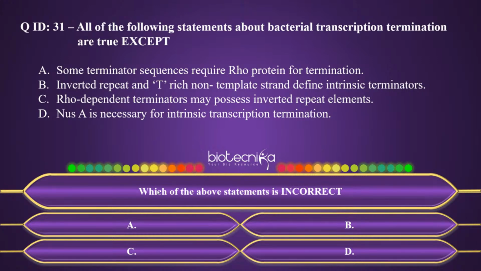So options are: some terminator sequences require Rho protein for termination; inverted repeat and T-rich non-template strand define intrinsic terminators; Rho-dependent terminators may possess inverted repeat elements; NusA is necessary for intrinsic transcription termination. Which of the following options would be incorrect?